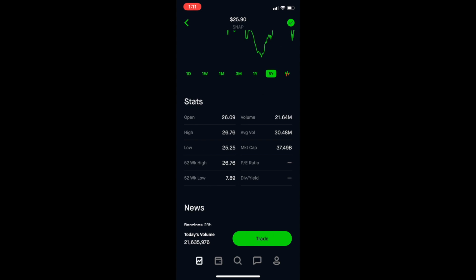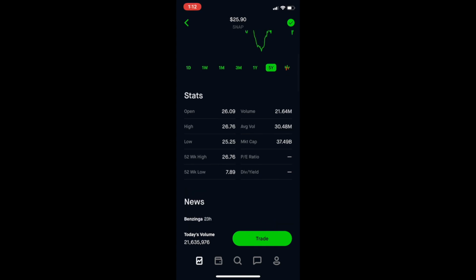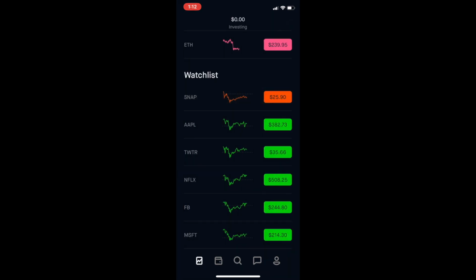On average, 30 million. Market cap is the outstanding stocks times the share price. Today is $26 times all the outstanding stocks. The PE and the dividend yield is not there, and we are going to get there in a minute. Today, I want to spend a little more time on the dividend yield and how you can make your decision on buying stock based on dividends.